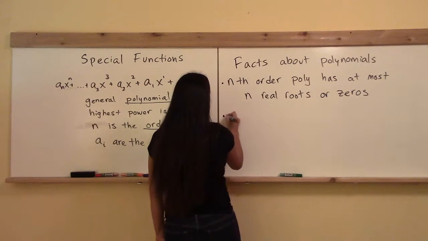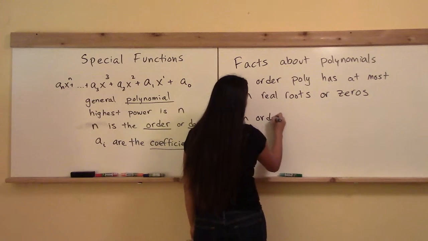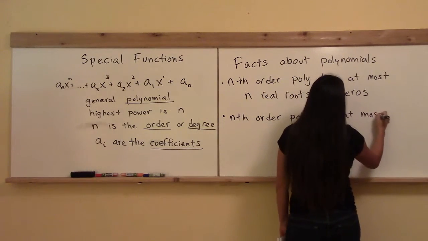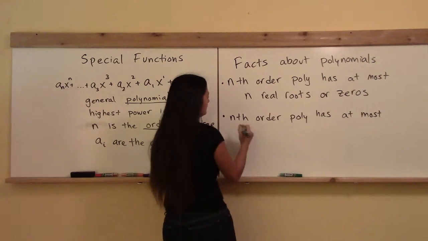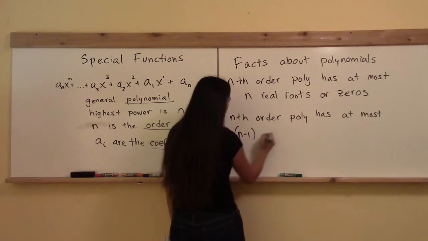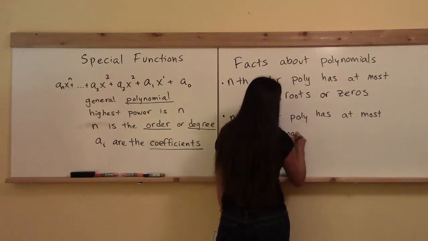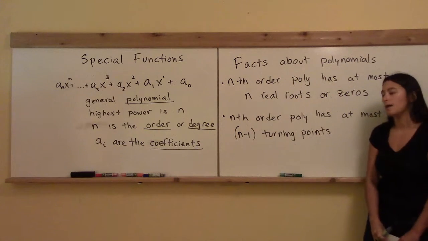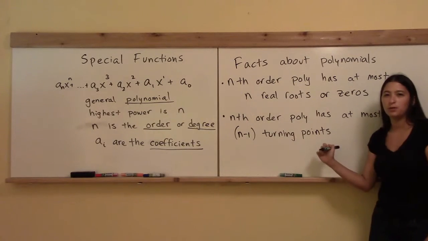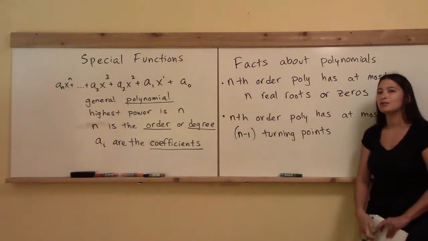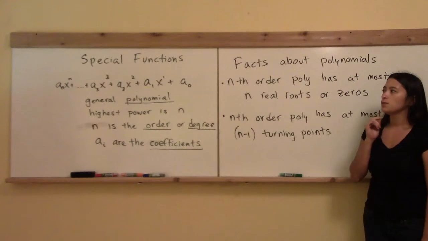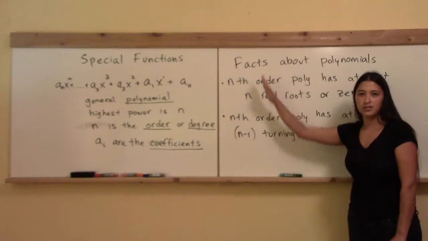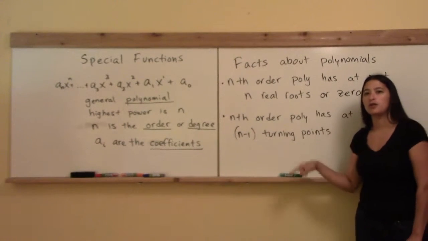My second fact is that, again, an nth order poly has at most, I'm not going to say n real roots again, this time I'm going to say n minus 1 turning points. Okay, so I just write the fact up here, and then we're going to go into some graphs of it so you can actually see what turning point means. But it's pretty self-explanatory. Maybe you noticed when we were doing lines, linear functions, it was always straight up or straight down or flat. It never turned, right?